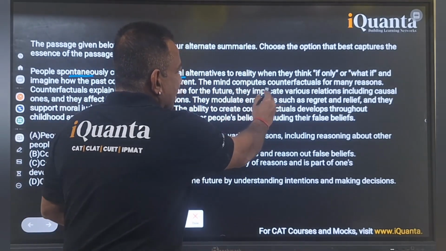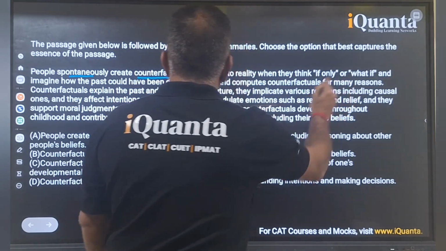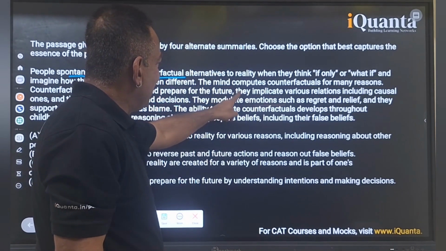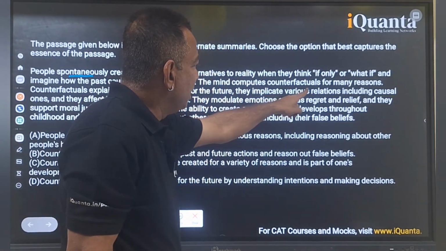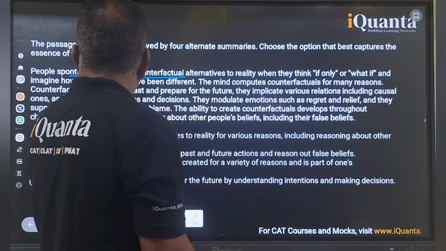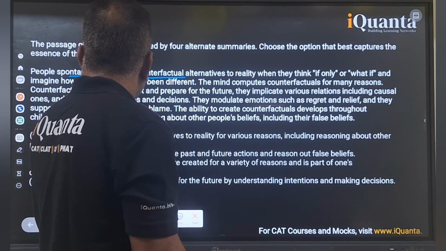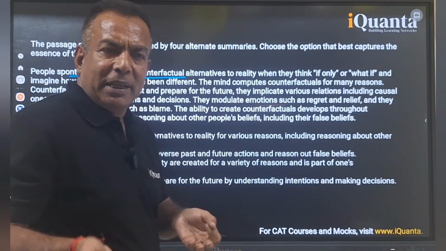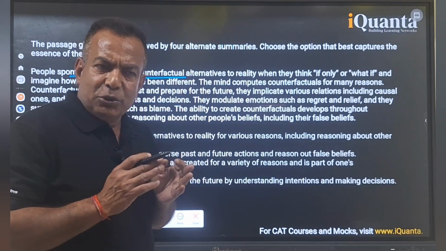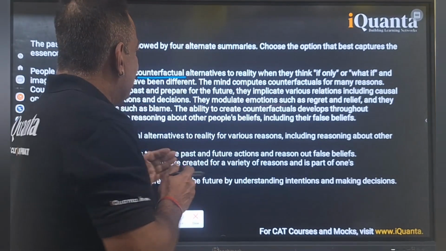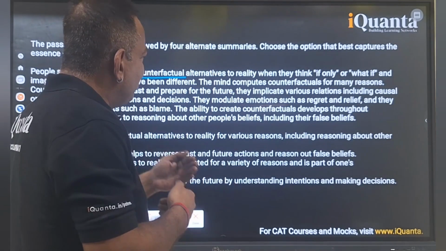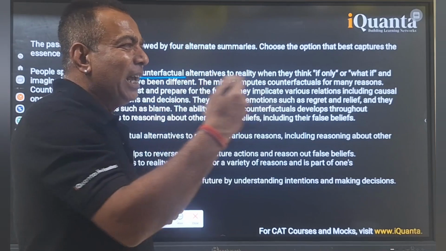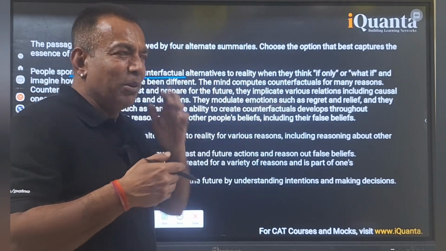The mind computes counterfactuals for many reasons. Counterfactuals explain the past and prepare for the future. They implicate various relations, including causal ones, and they affect intentions and decisions. So basically what it's saying is this idea or thought is not true, it is not fact. They think about other people, causal relations, and they blame them.